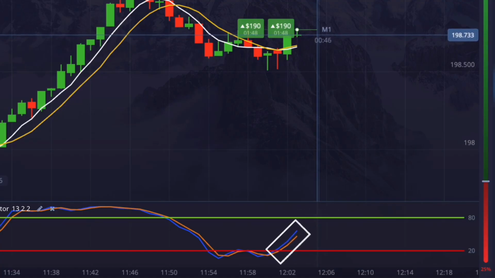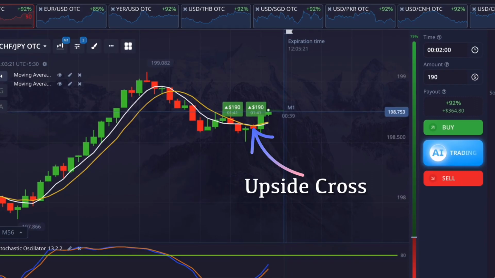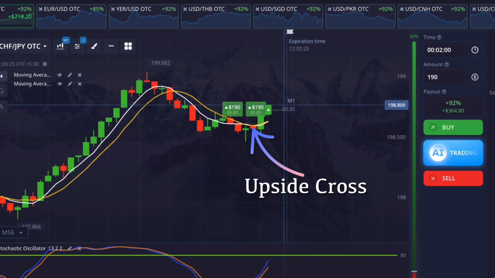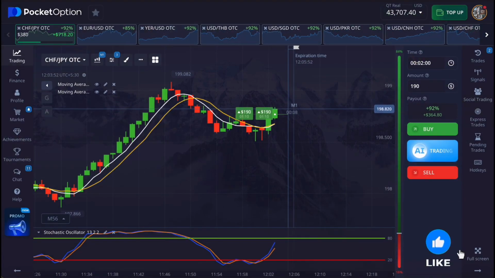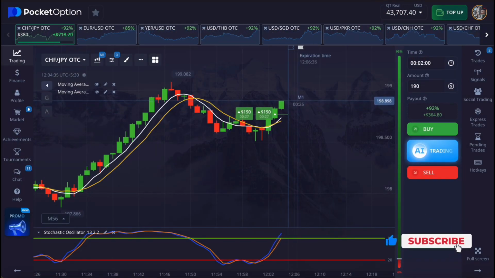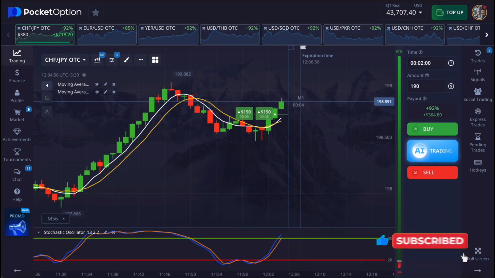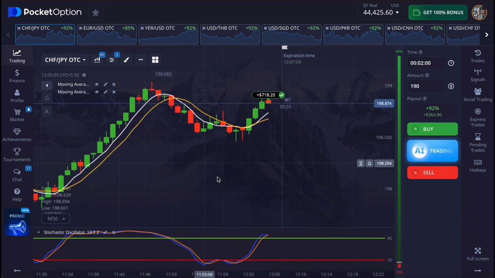And both the lines are parallel to each other, this indicates a strong upward movement, and here the white and yellow moving average lines are again making a cross in the upward direction. However, I think the cross has almost been formed. And that is why I have placed the entry here in the upward direction. That's great, my first entry was successful.